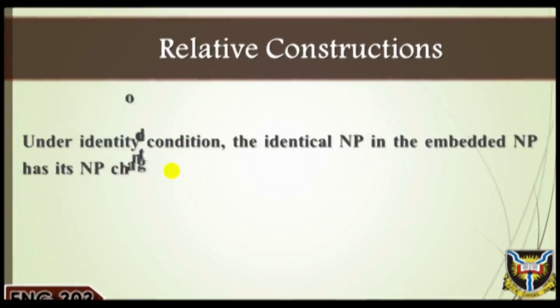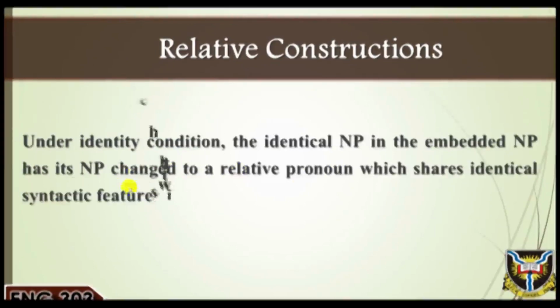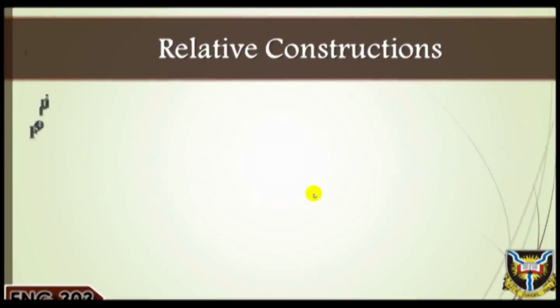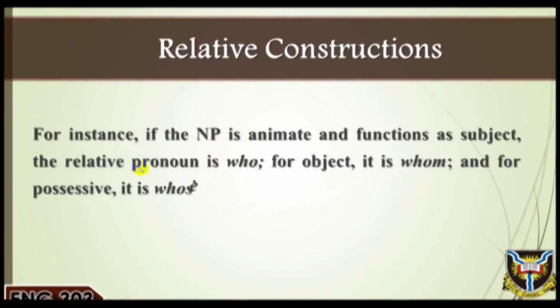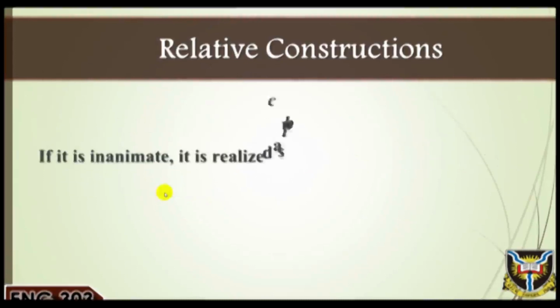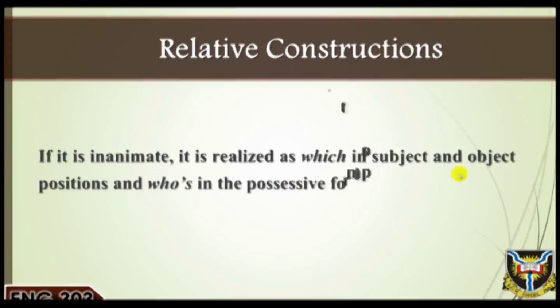Under the identity condition, the identical NP in the embedded clause is changed to a relative pronoun, which shares identical syntactic features with the initial NP. For instance, if the NP is animate and functions as subject, the relative pronoun is who. For object, it is whom, and for possessive, it is whose. If it is inanimate, it is realized as which in subject and object positions, and whose in the possessive positions.